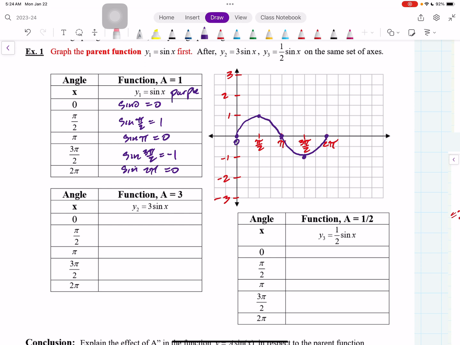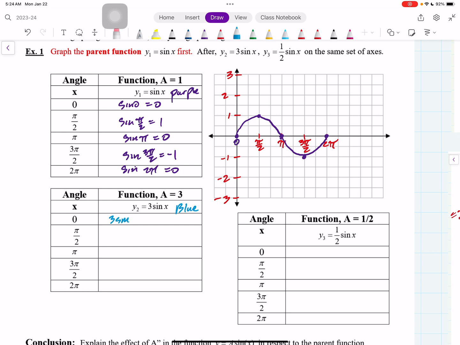All right, so I'm going to switch colors. Do this for the entire activities. When you're drawing multiple graphs on one coordinate plane, differentiate them using colors. So this one's going to be in blue. So here we go. I'm going to substitute 0 in.